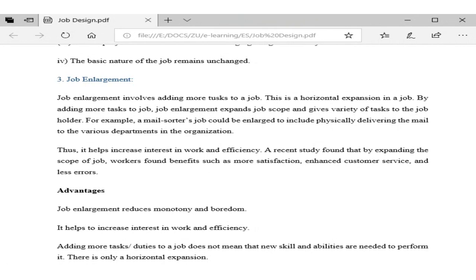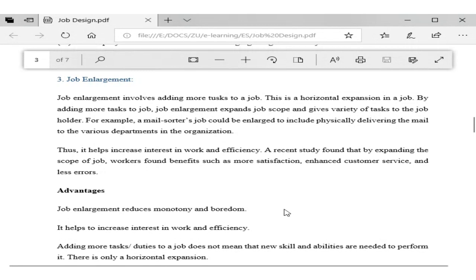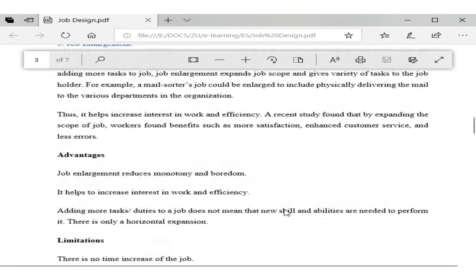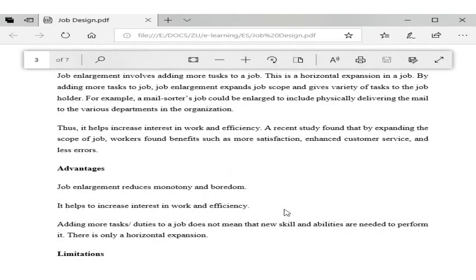So I'm just bringing the aspect of enlargement, to enlarge, to expand things horizontally. We're still trying to do away with the boredom. We're looking at job design, and here we are looking at the approaches or methods of job design. The first one we said is work simplification. The second one that we've looked at is job rotation, and now we're looking at job enlargement, which involves horizontal expansion of a job. This means you add more tasks, you expand the job scope, you give a variety of tasks to the job holder.